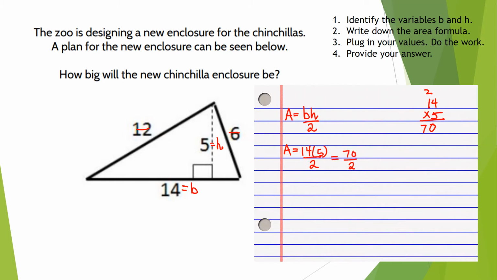divided by 2. So half of 70. 2 goes into 7 3 times. That's 6. Subtract. Bring down the 0. 2 goes into 10 5 times. So the area of the chinchilla enclosure is going to be 35 square units. Remember, area is always measured in square units.